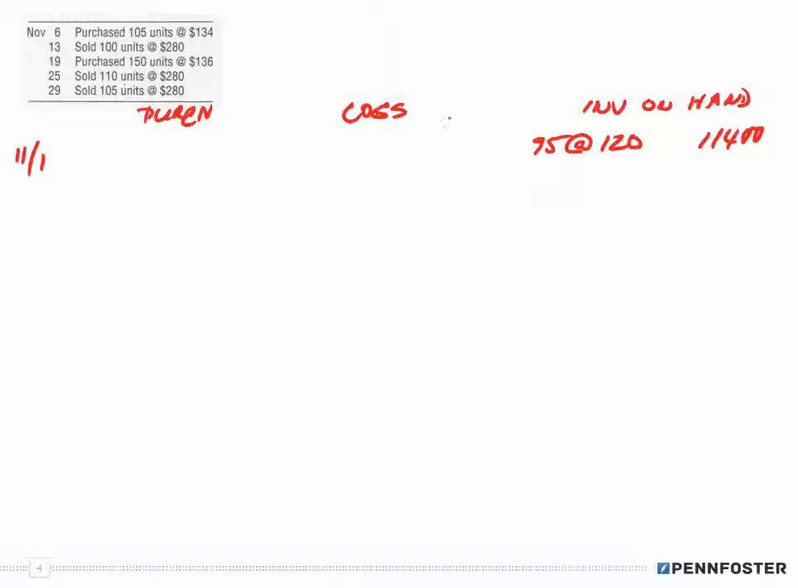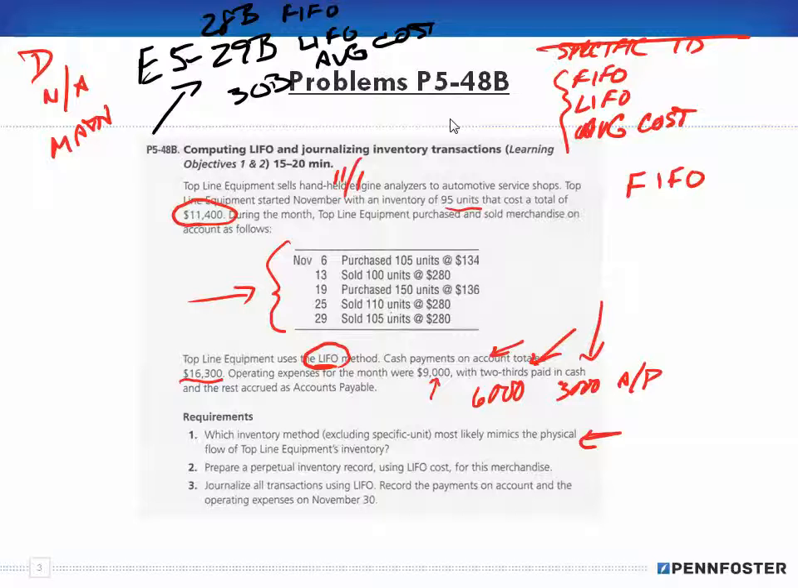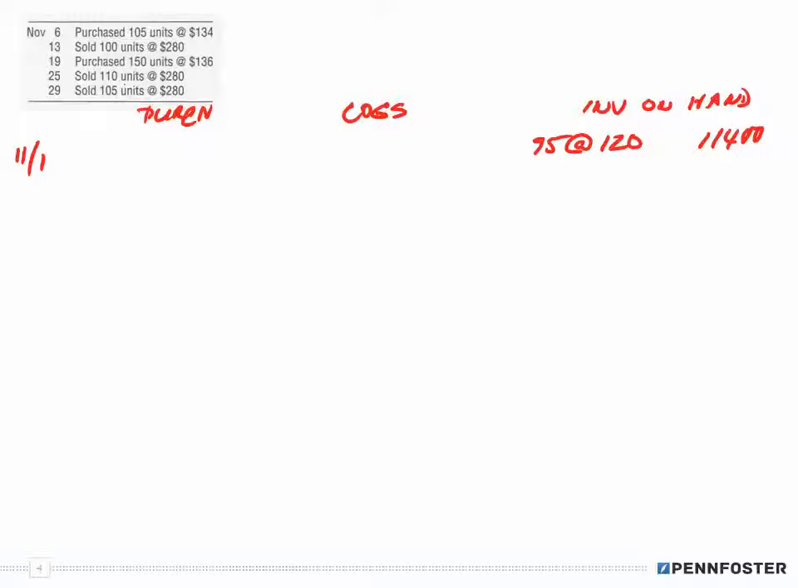Remember when I was reading through the problem, I had stopped here and said, okay, 95 units at 11,400. In the back of my head, I could do the math to get the cost per unit. Well, right there is where we needed that information. That's why when you're reading, you keep all of the ideas.